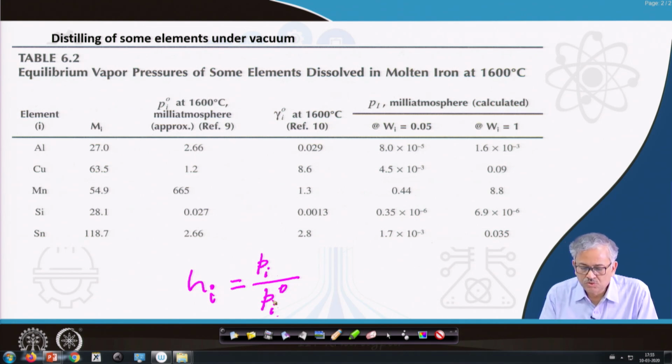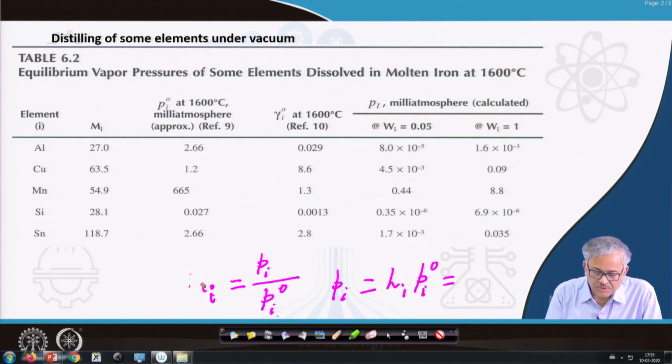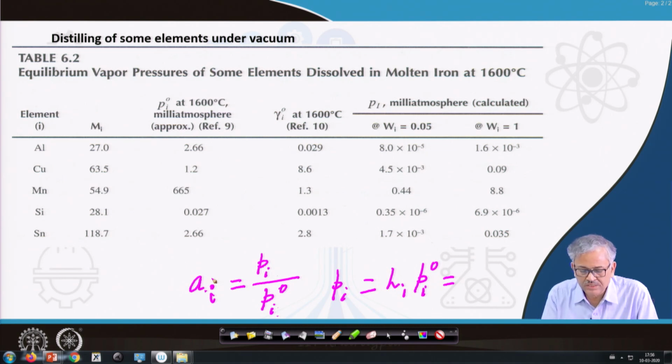Right. So then the partial pressure of I, the vapor pressure of that element in the liquid steel, you can write as Hi into Pi naught. And then if you want to write the activity, it is better to write it with respect to the Raoultian standard state, that is, pure solid at the standard state.